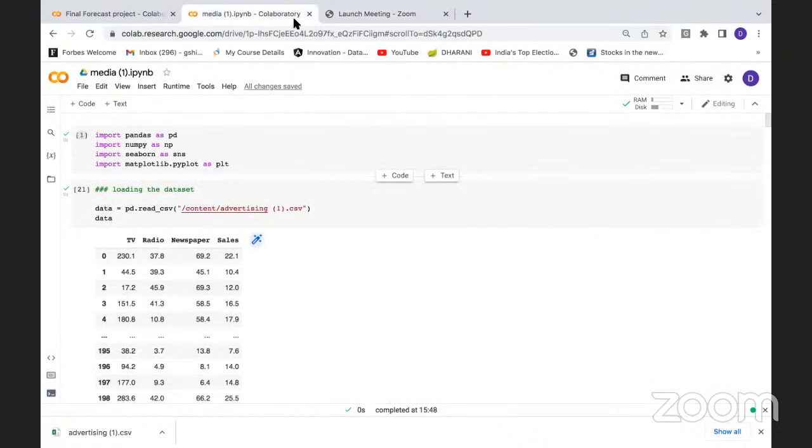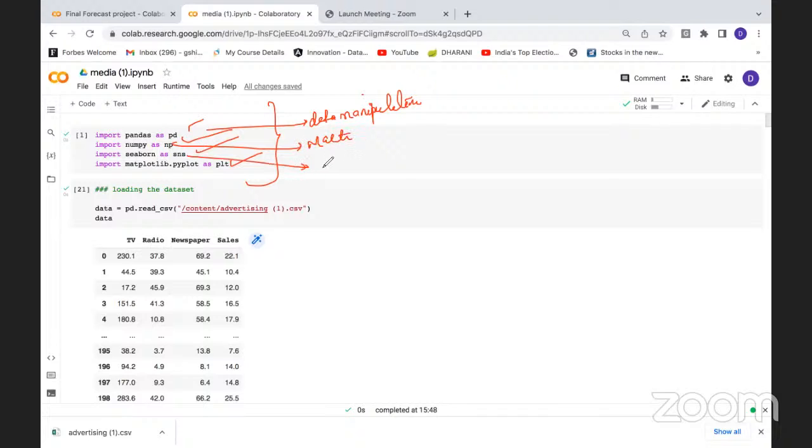Okay, let me show you the data set. On a daily basis, what do we have to do? We have to import pandas, import numpy, import seaborn, and import matplotlib.pyplot as plt. You know that pandas is for data manipulation, numpy is for math, matplotlib is for plots, and seaborn is for advanced plots.